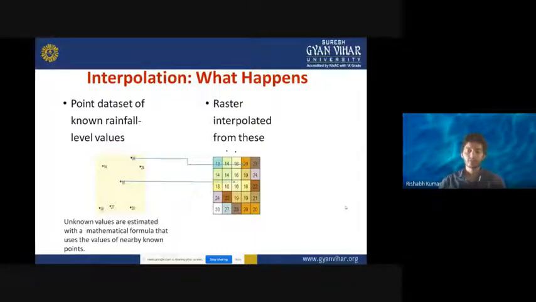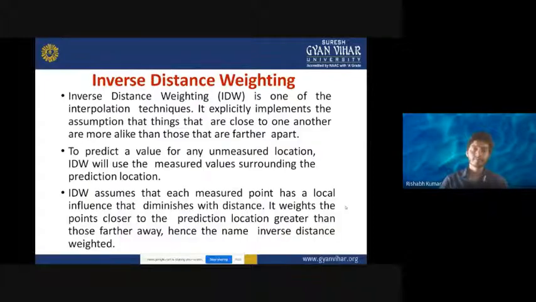that is suitable for you, और वो एक मैथमेटिकल फंक्शन होगा, right, that is going to be a mathematical function and formula, and that function and that formula is going to give you output for different locations or for whole of the region, right? So now comes our inverse distance weighting method. So your inverse distance weighting is one of the interpolation techniques. It explicitly implements the assumption that things that are close to one another are more alike than those that are farther apart.